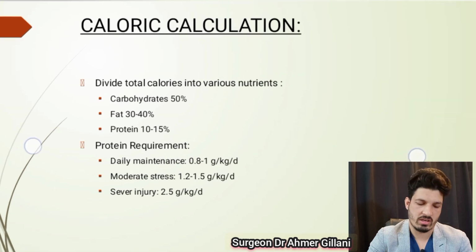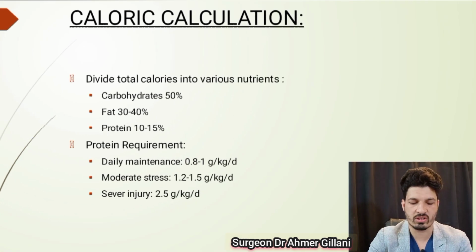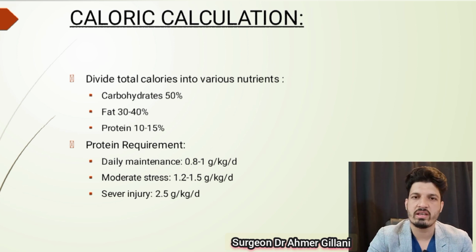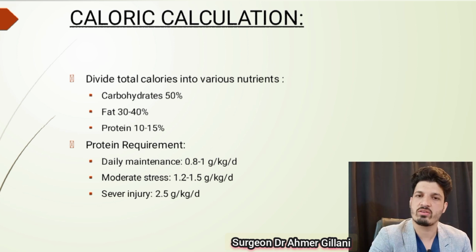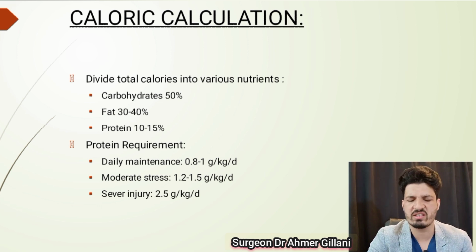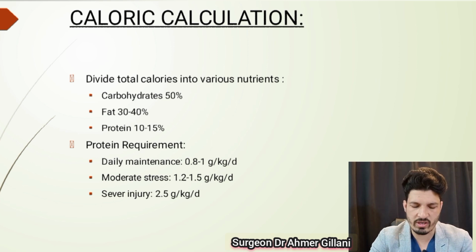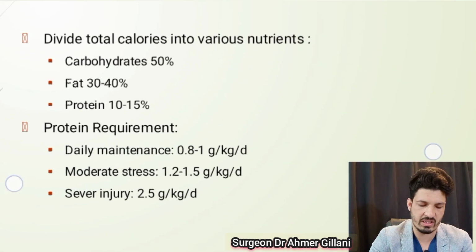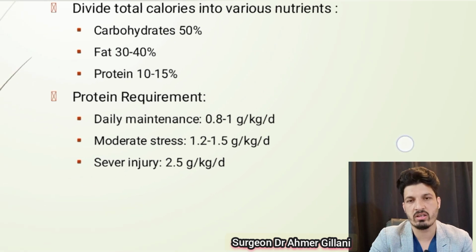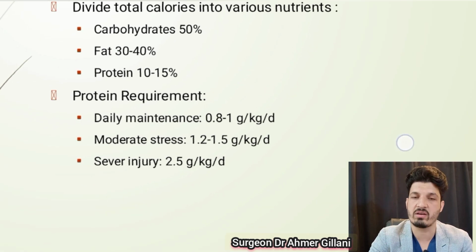And finally, at the end, you will divide the calories into the different nutrients, and 50% of your energy should come from the carbohydrates, almost 30 to 40% from the fats, and proteins 10 to 15%. The protein requirement in a healthy patient is normally 0.8 to 1 gram per kg per day, but in case of moderate stress, it increases to 1.2 to 1.5 gram per kg per day, and in case of severe stress, it increases to 2.5 gram per kg per day.